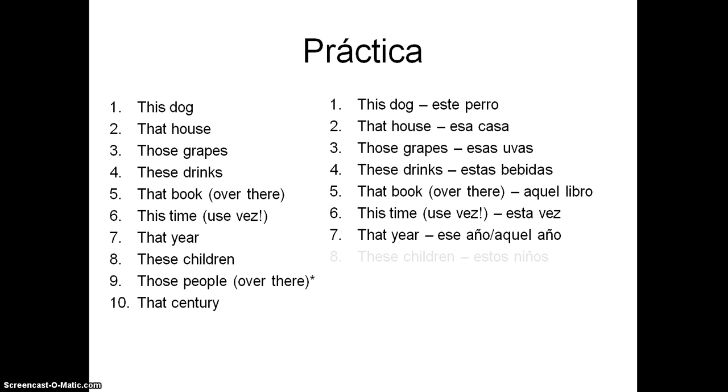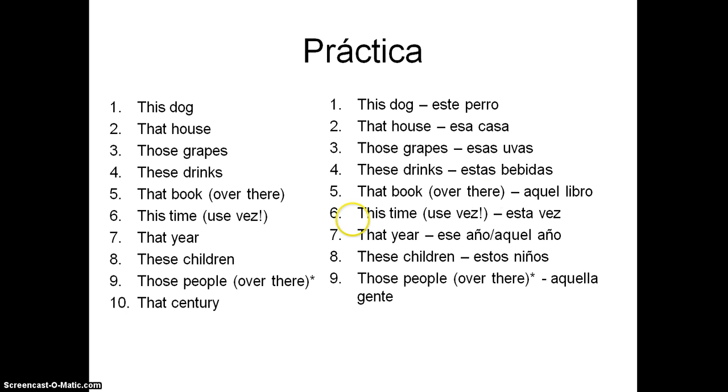These children, estos niños. If there were girls, you could put estas niñas, but as we don't know here, we just put it in the masculine form. Now remember, people in Spanish is singular, gente, so we'd use aquella gente. I suppose you could use aquellas personas, but that one you could have as well. And the last one, that century, ese siglo, or if you want it further removed, aquel siglo, which I think probably is more used than ese siglo. Okay, hopefully you've got it now. Rewind it back if you're not sure.